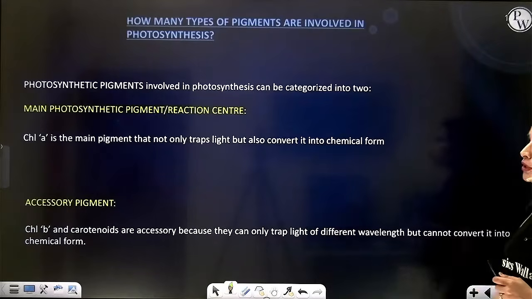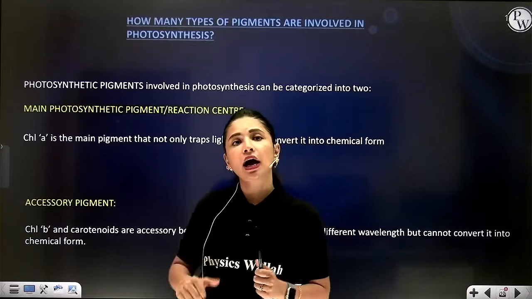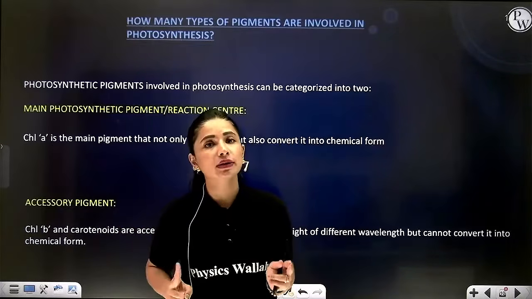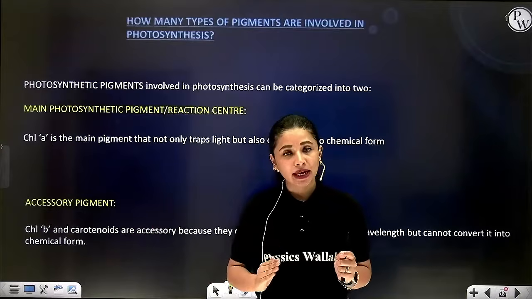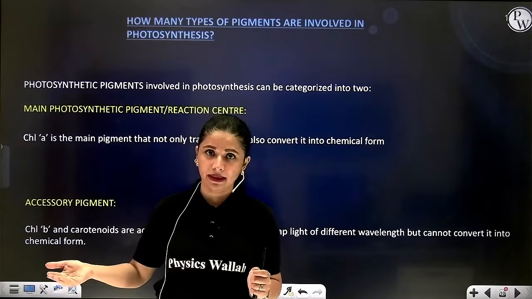Okay, so I told you there are 4 photosynthetic pigments which are broadly divided into 2 categories as main photosynthetic pigment and accessory photosynthetic pigment.